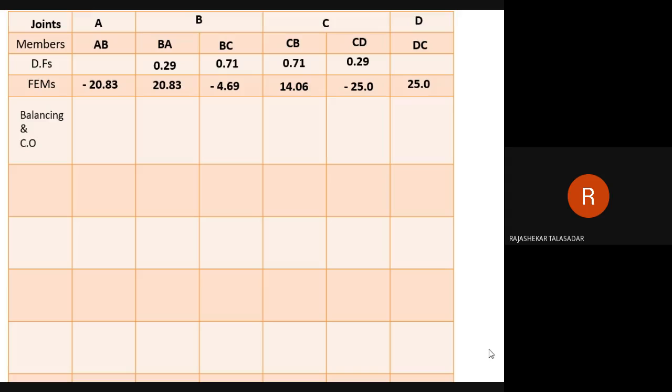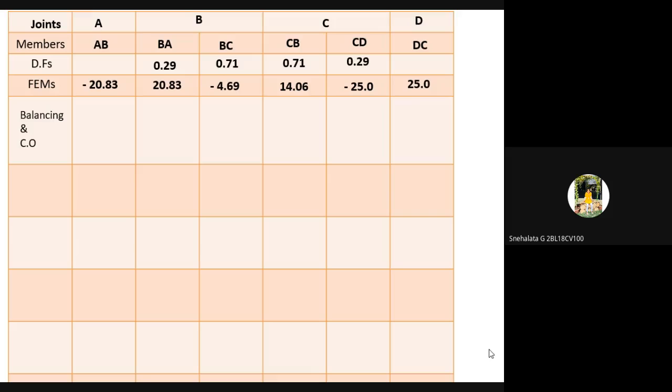At joint B, MBA plus MBC should be 0. You add them, is it 0? No, isn't it? Plus 20.83 minus 4.69. How much? You do it with me now, because I'm not showing the calculations right now. Plus 20.83 minus 4.69, how much? 16.14. Plus 16.14. That is the unbalanced moment.